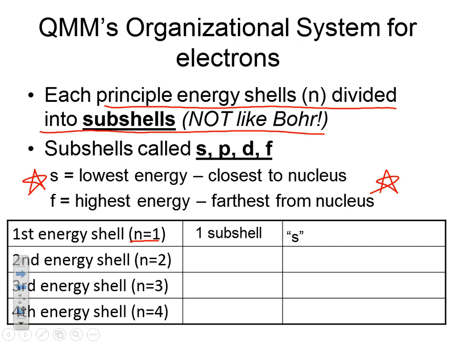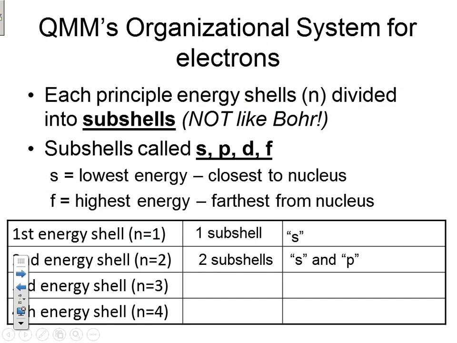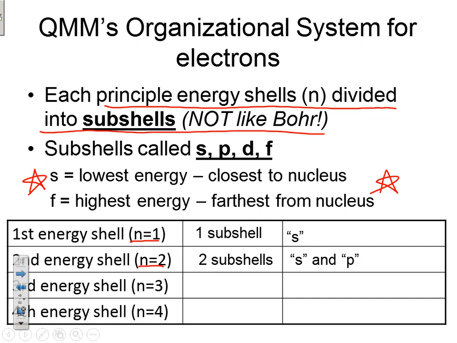The second energy shell, n equals 2, has, wait for it, 2 subshells. Oh my gosh, energy level 1 has 1 and energy level 2 has 2 subshells. So which subshells will it have? It will have the 2 lowest energy subshells. So it's going to have S because that's lowest in energy, but then it needs a second one, so it's going to add on the P. It has an S and a P subshell.